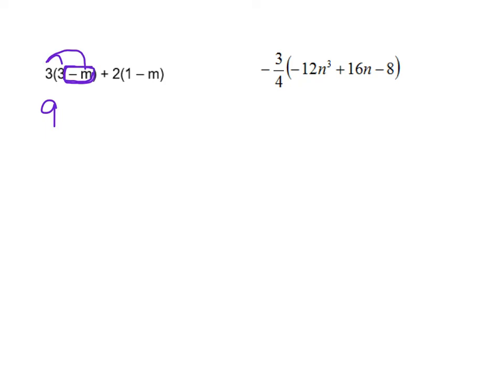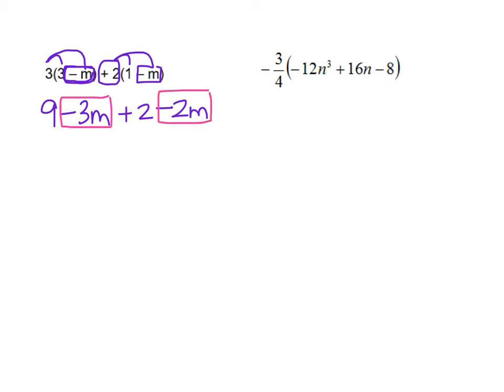A positive 3 times a -1m is going to be a -3m. And then here we're distributing this 2 is positive, so 2 times 1 is a positive 2, so I'm going to say plus 2. And then a positive 2 times a -m is a -2m. And then we look to combine our like terms. This 3 is negative, so -3m and a -2m. You can think about adding those together, -3 plus -2. Same sign, so add them to get 5, but keep the sign, so -5m. And then we have a 9 plus a 2, which gives us 11. So -5m plus 11.